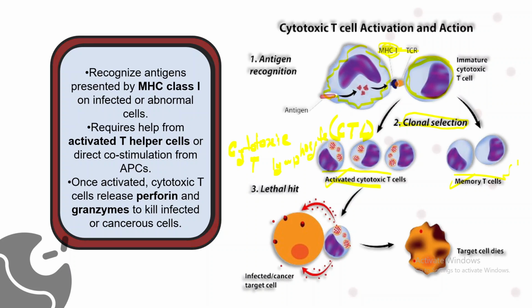This memory T cell will act like we saw before in the B cell activation or proliferation. So this memory T cell also works similarly, and this activated cytotoxic T cell now directly attacks the infected cell or cancer cell, and we can say that this is basically the lethal hit. And this cytotoxic T lymphocyte basically induces apoptosis.